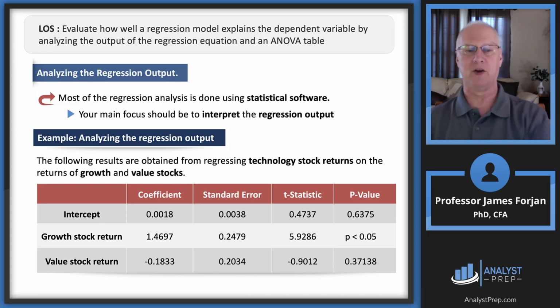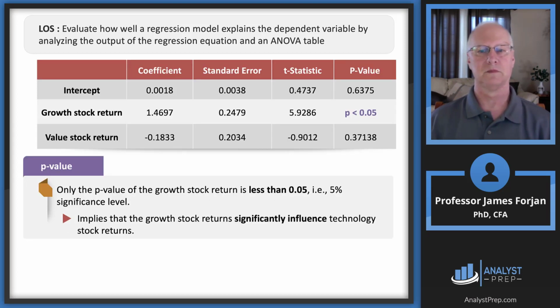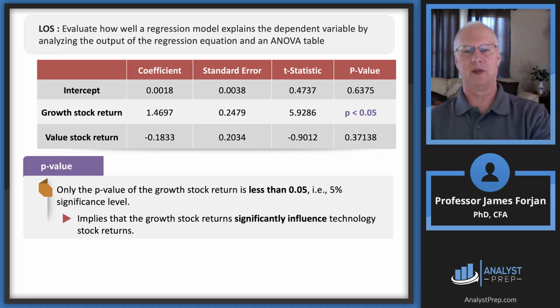So the p-value for the growth stock return is less than 5%. So therefore, both the test statistic of 592, right? We already tested that. We know growth stock returns are significantly different from 0, but the p-value then confirms it. And this slide is just a summary of that. It implies that the growth stock returns significantly influence technology stock returns. And notice that we put the p-value in purple up there.